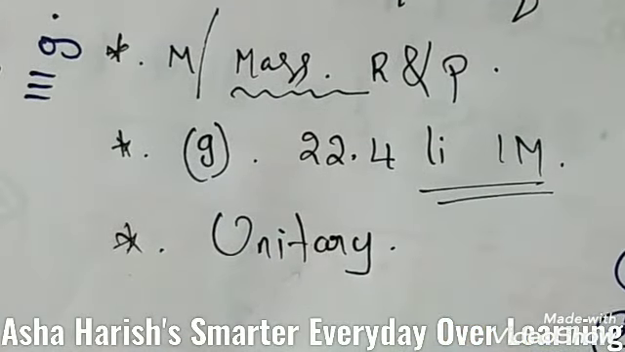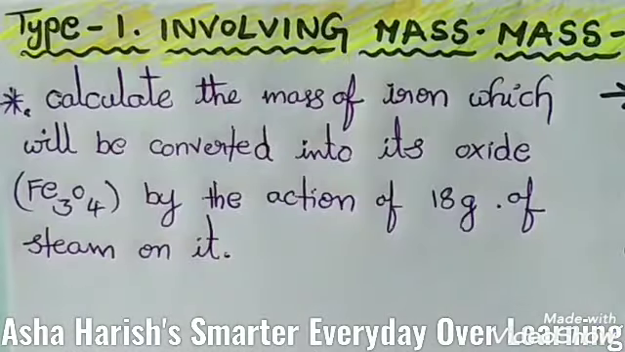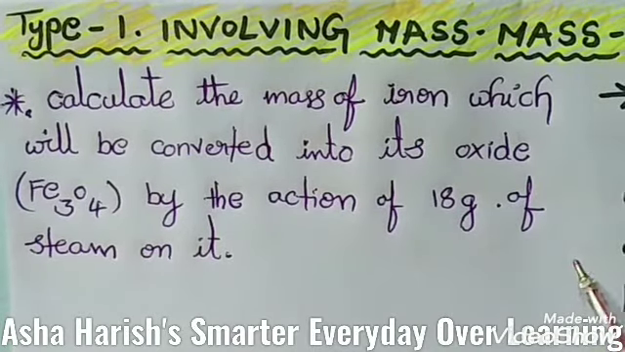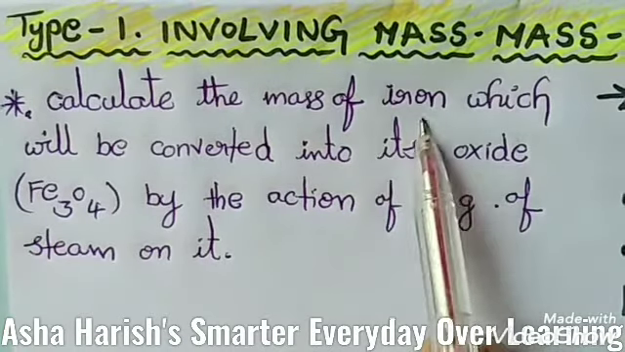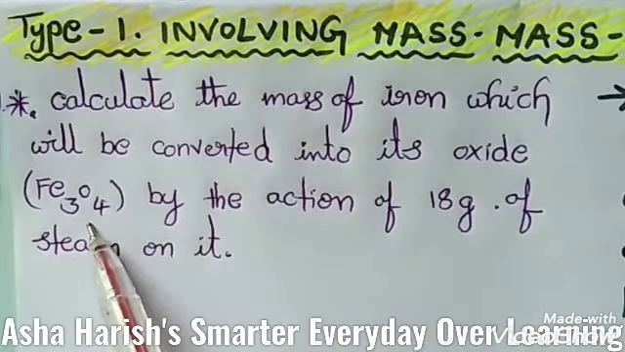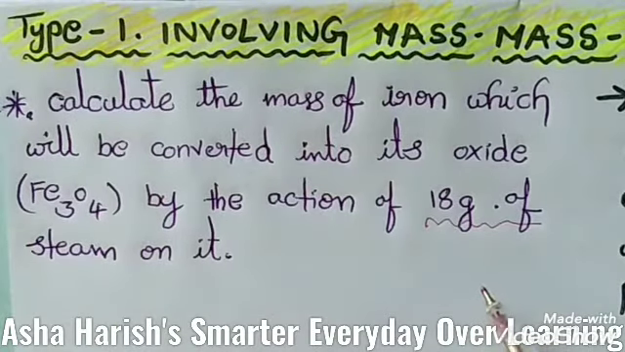Okay students, now let us see some solved examples to illustrate the different types of problems. Type 1 involves mass and mass relationship. Here we have the first question: Calculate the mass of iron which will be converted into its oxide, that is Fe3O4, by the action of 18 grams of steam on it.